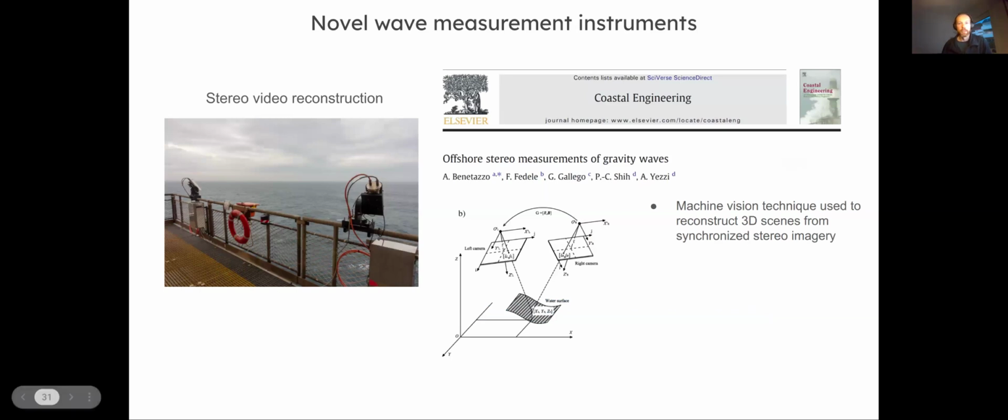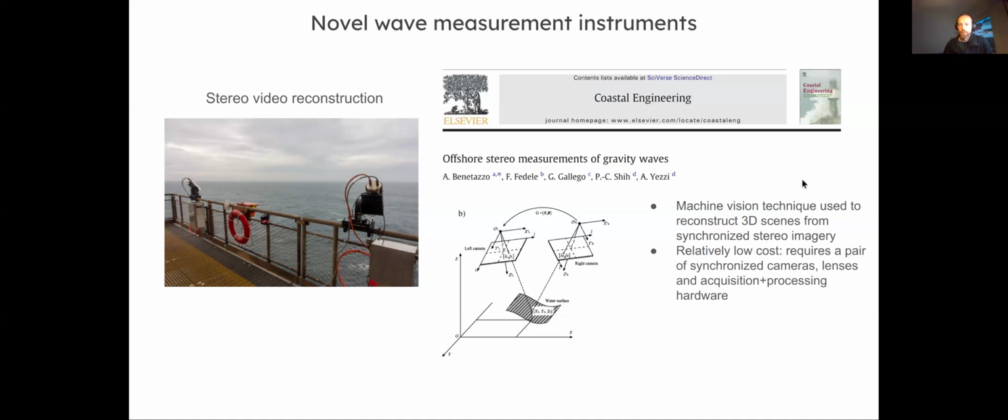So stereo video imagery is another relatively new development for wave measurements. And this is basically a machine vision technique that uses pixel matching and triangulation to reconstruct a 3D scene of the sea surface from a pair of synchronous photos or video frames.